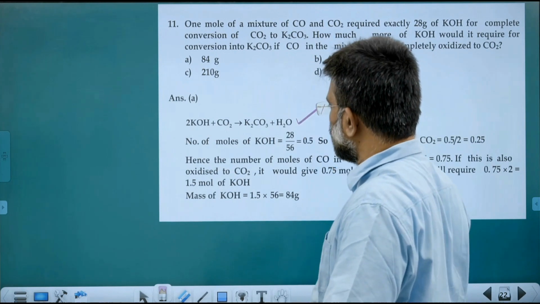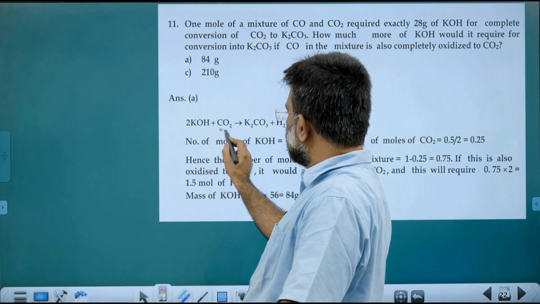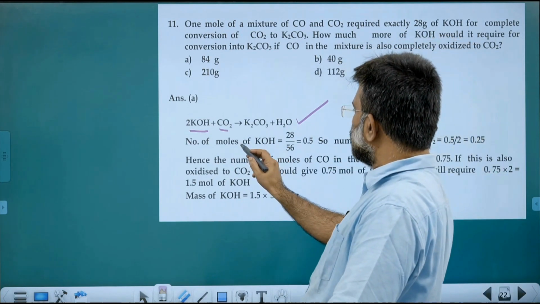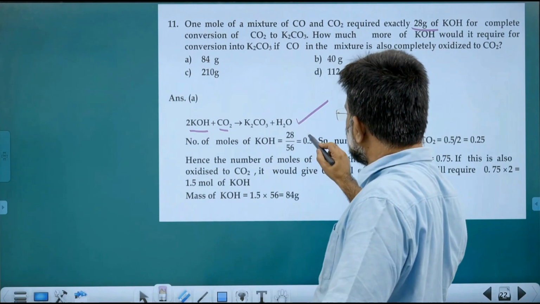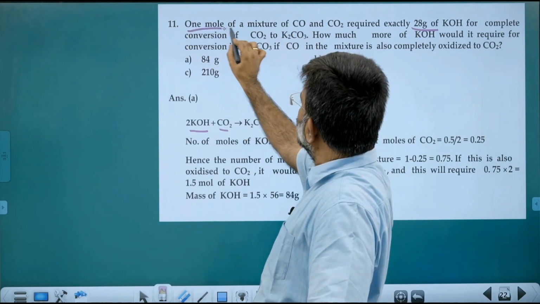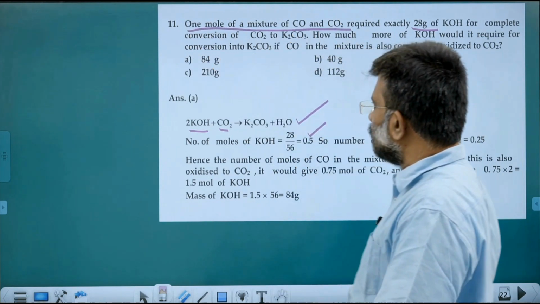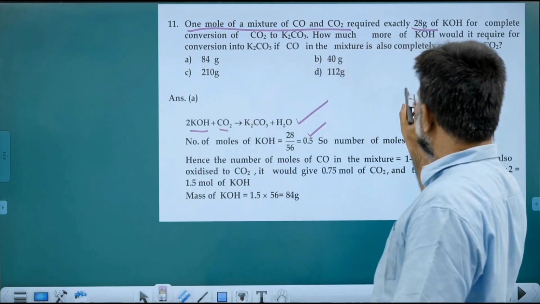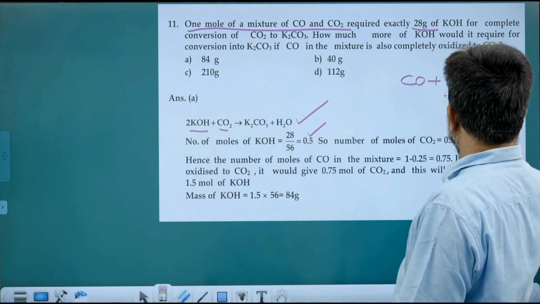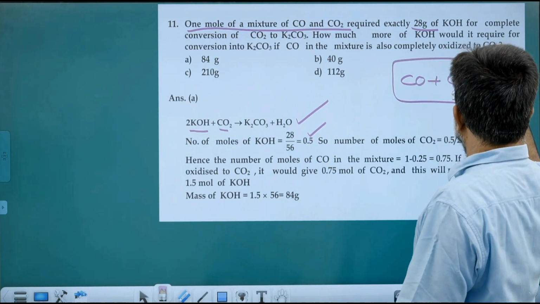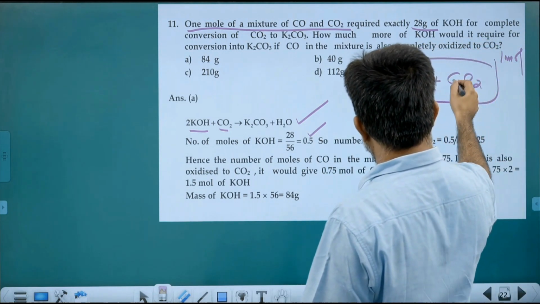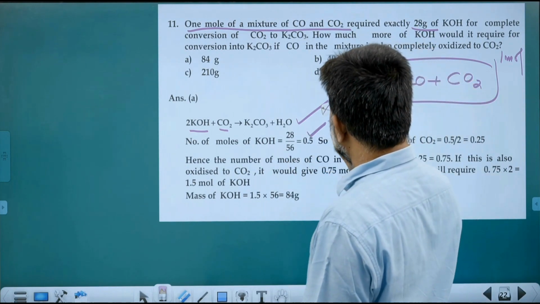This is the basic equation: 2 mole KOH react with 1 mole carbon dioxide. The number of moles of KOH used up first, 28 gram, is 0.5 mole. So KOH first used up in the mixture is 0.5 mole. In the initial mixture we had CO plus CO2, total 1 mole, and to absorb this you need 0.5 mole KOH.